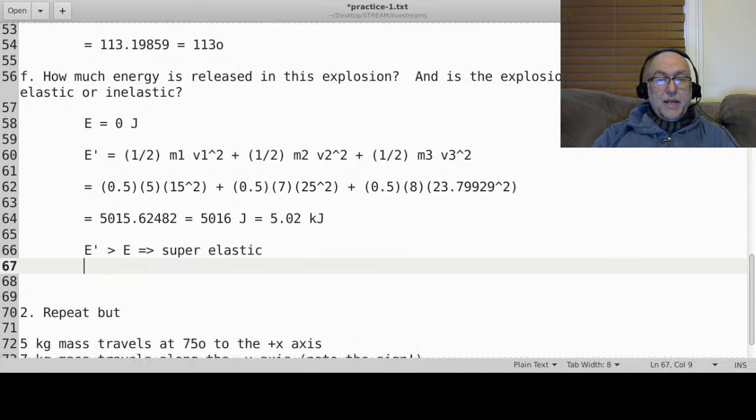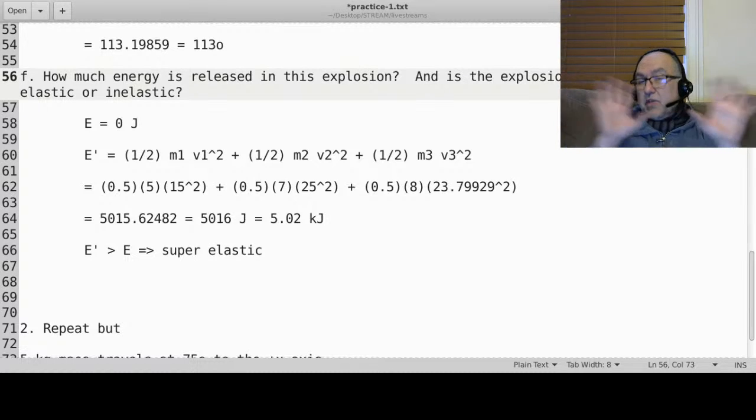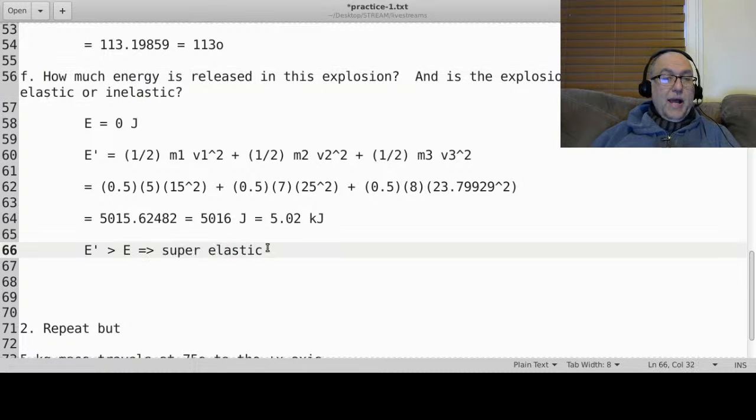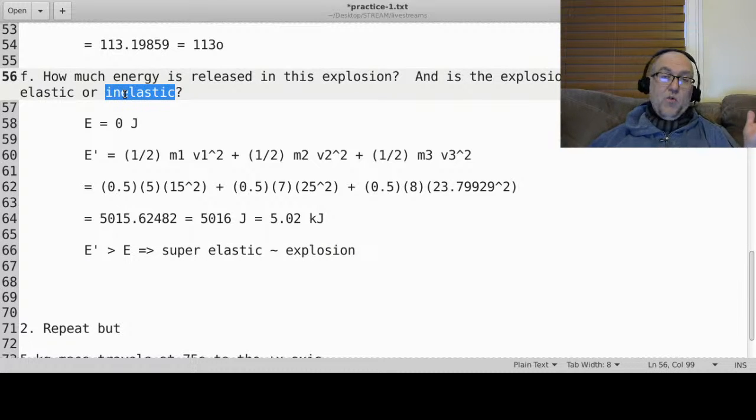Just to remind you what the three possibilities are. If the energy before and after are the same, it's elastic. If the energy after is bigger than before, it's superelastic, and superelastic could almost be synonymous with explosion, because that's what you mean by an explosion: there's more energy after in the moving pieces than there was before. Inelastic is the opposite. There was a lot of energy before and then less energy after, and you ask, where did that energy go? That's when it went into heat.